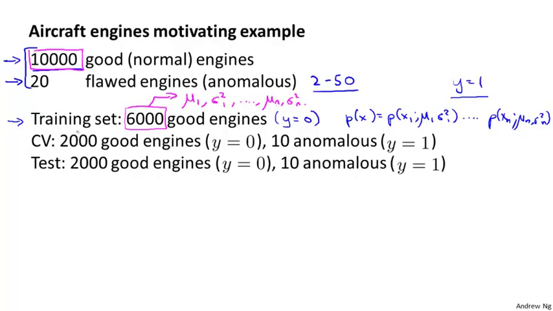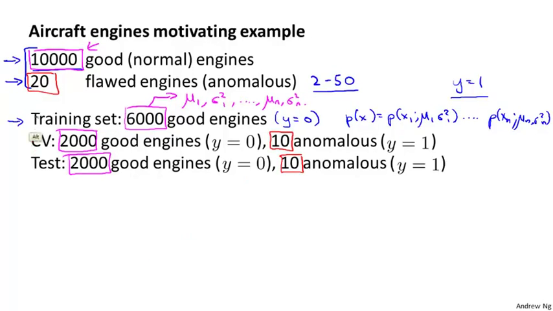Next, we would take our good aircraft engines and put some number of them in the cross-validation set and some number of them in the test set. So that's 6,000 plus 2,000 plus 2,000. That's how we split up our 10,000 good aircraft engines. And then we also have 20 flawed aircraft engines, and we'll split those up, putting 10 of them in the cross-validation set and 10 of them in the test set. In the next slide, we'll talk about how to actually use this to evaluate the anomaly detection algorithm.